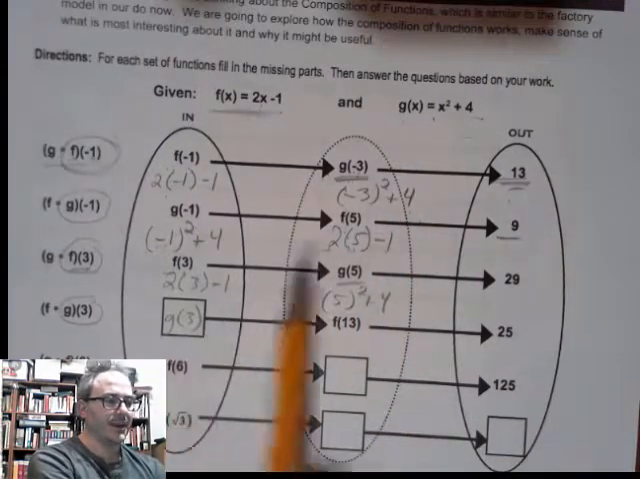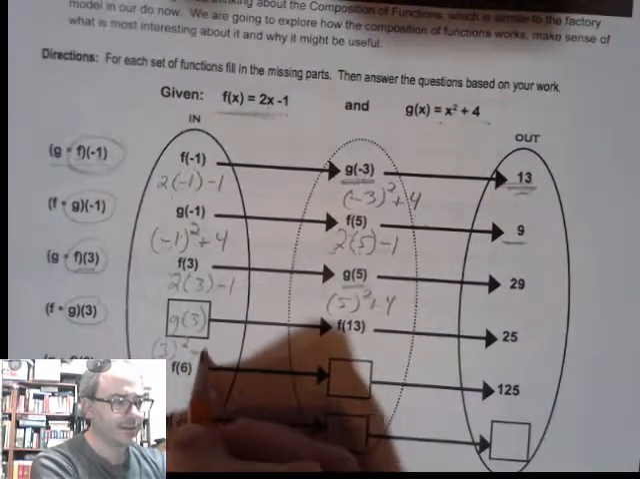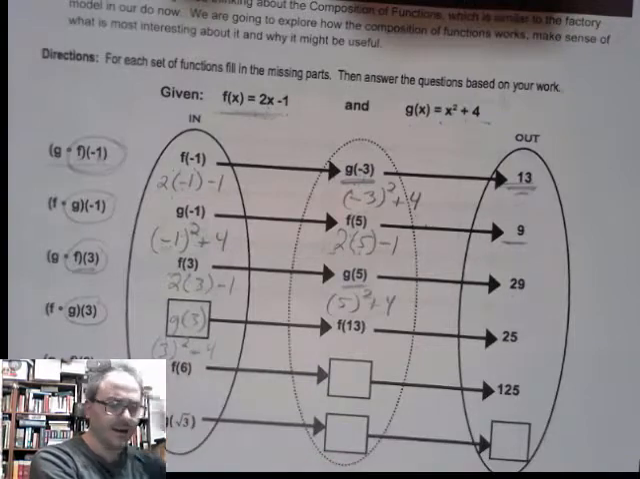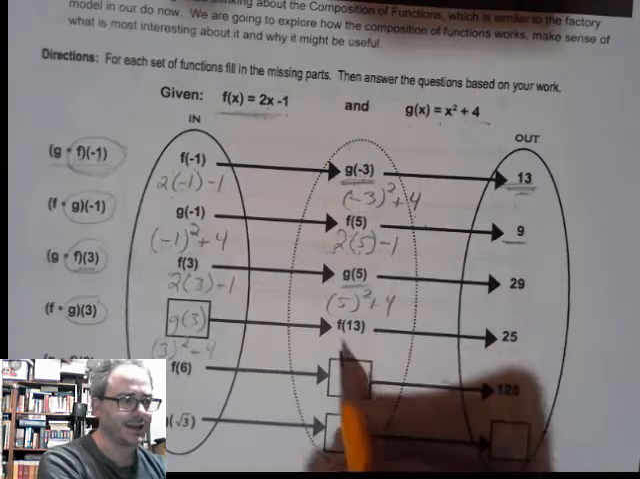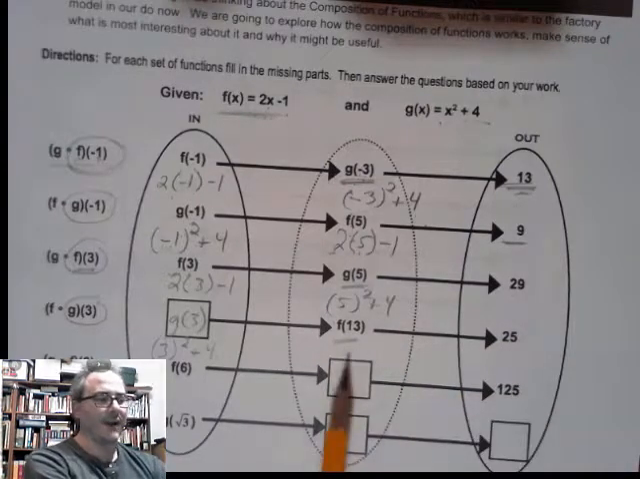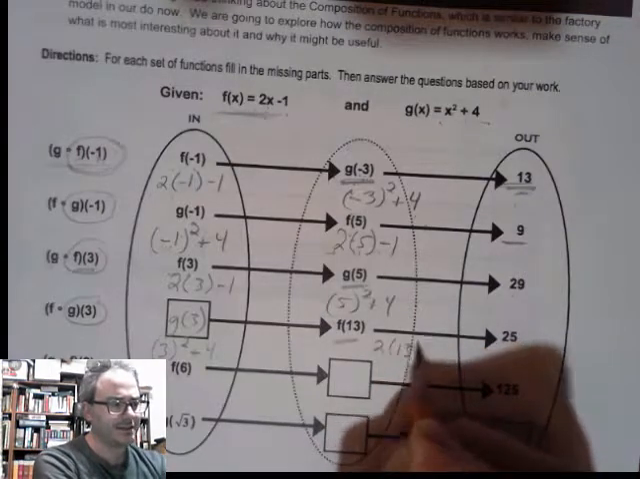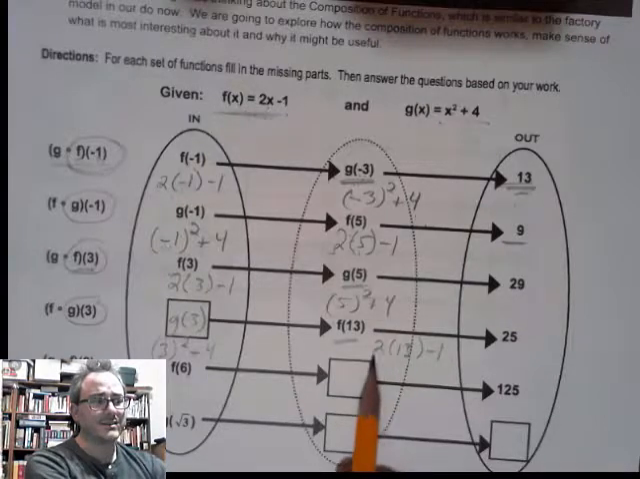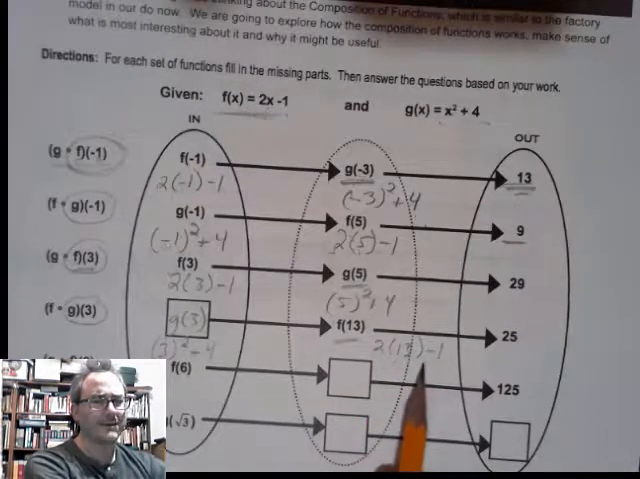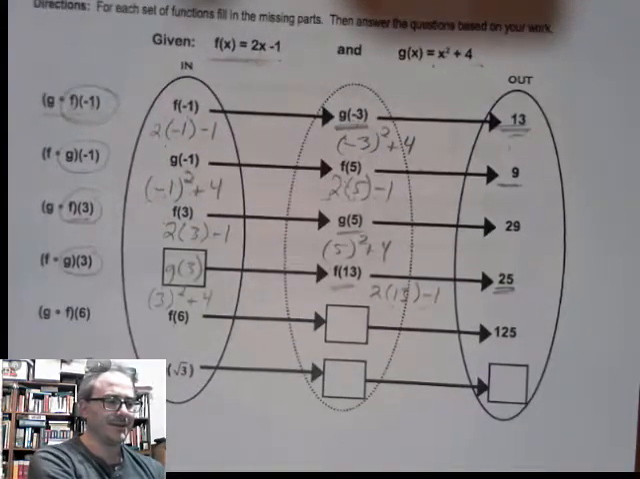All right, the g of 3. So we plug 3 into our g of x. So it's going to be 3 squared plus 4. 3 squared is 9. 9 plus 4 is 13, right? Now we've got to plug 13 into the f of x. So 2 times 13 minus 1. 2 times 13 is 26. 26 minus 1 is 25. We did it. We got there. Let's do the next one.